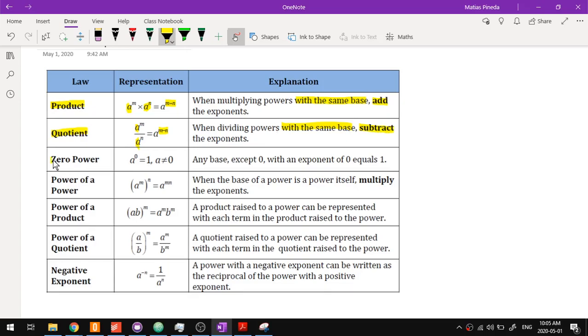The next is the zero power law. It simply states that a power where the exponent equals 0 always equals 1. It doesn't matter what the base is.